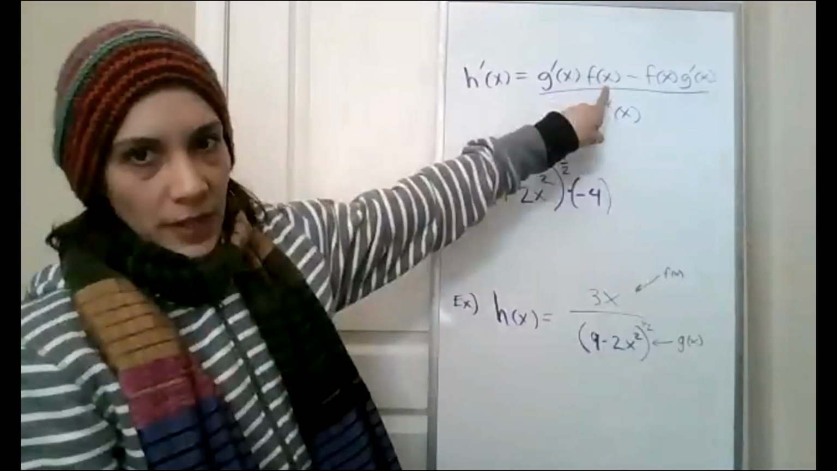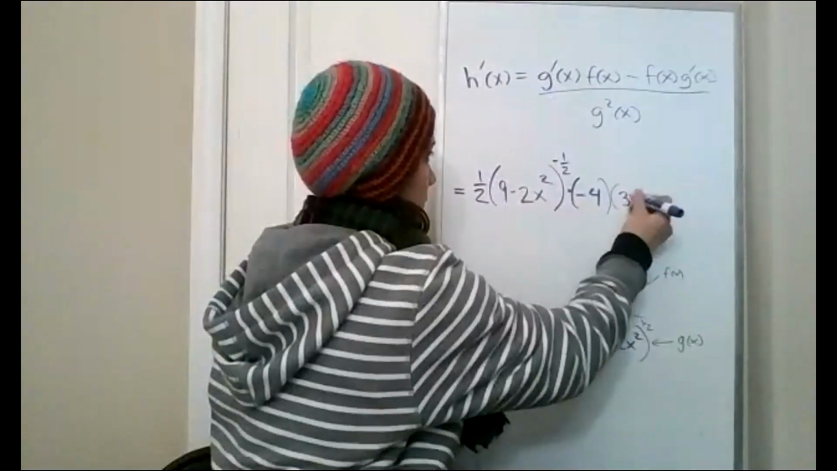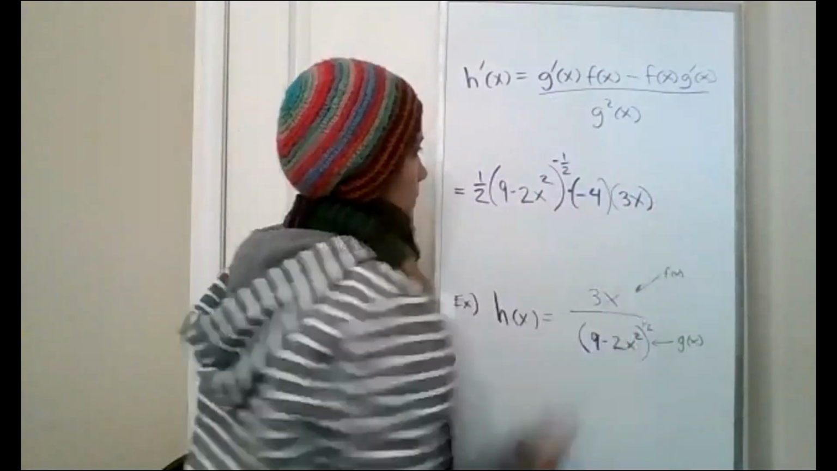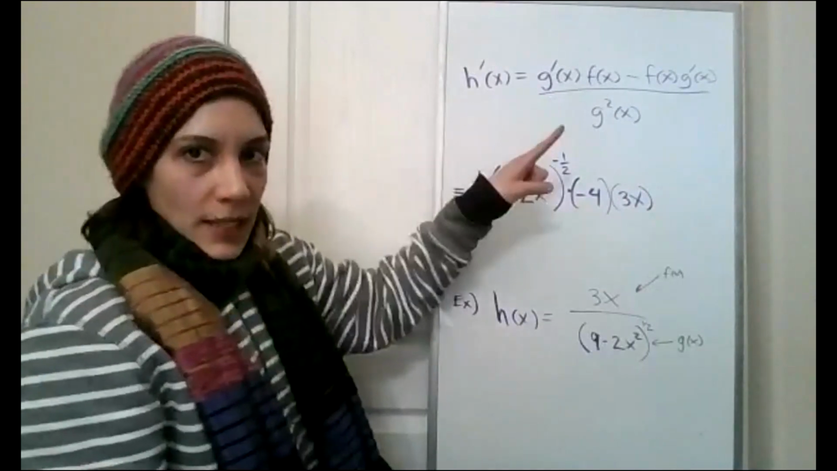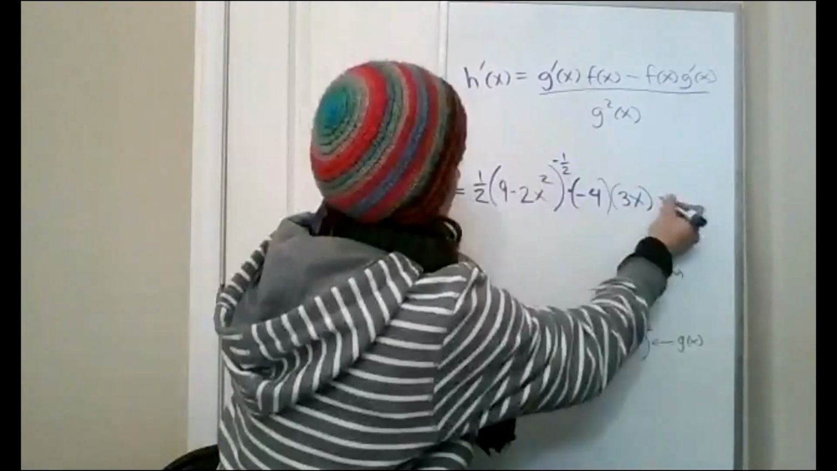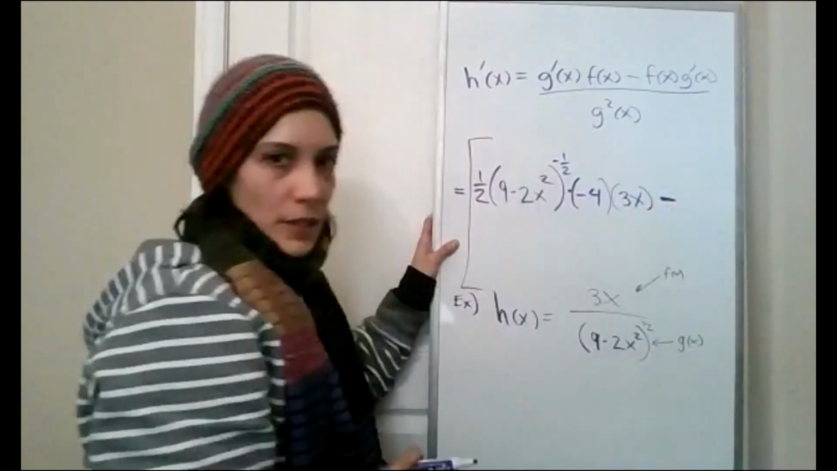And then multiply with f of x. This is going to be messy. We want to subtract another piece, and this should all be in the numerator.